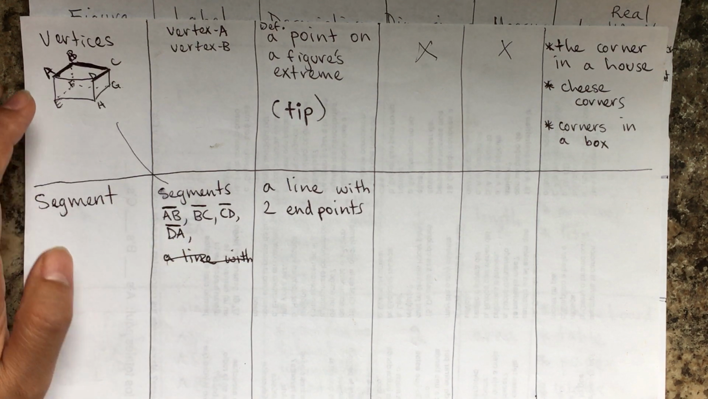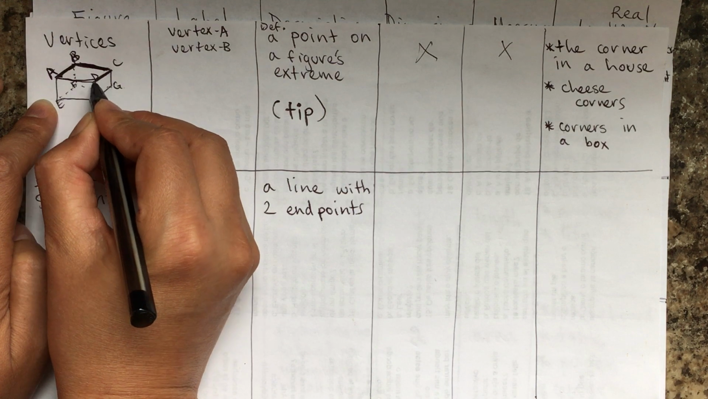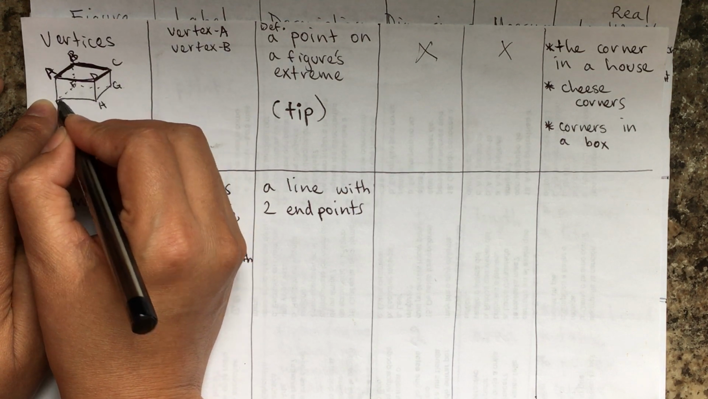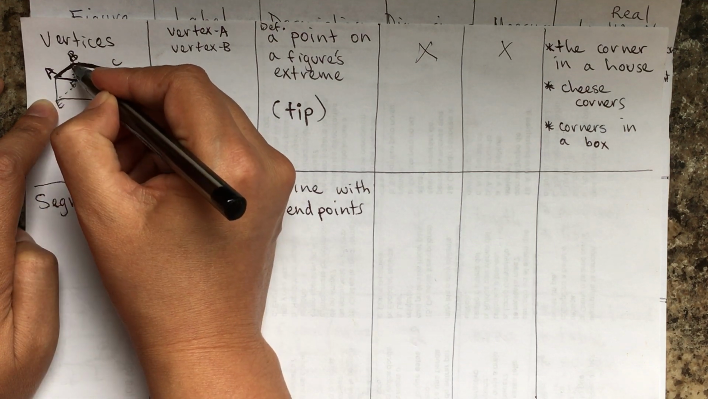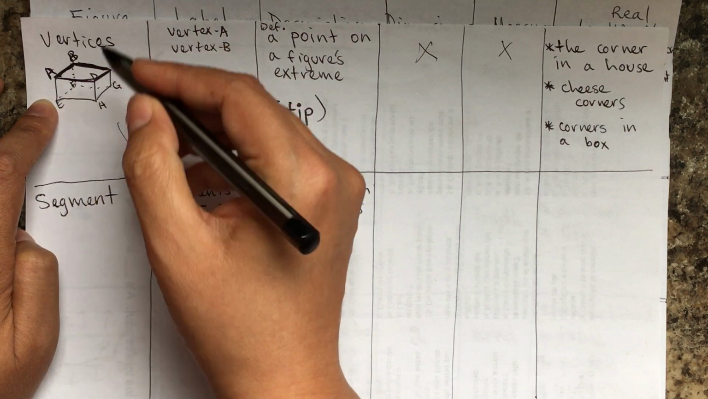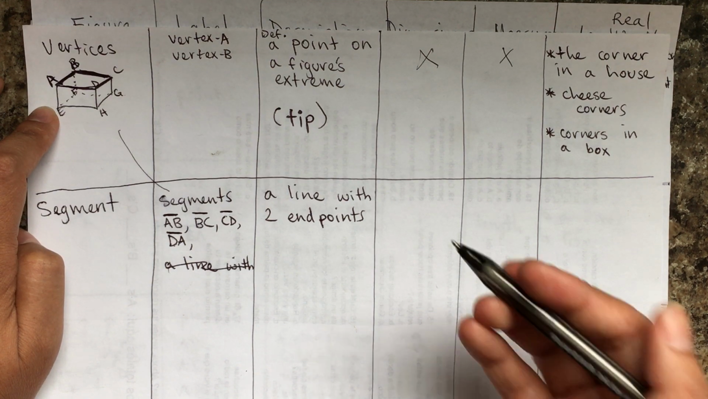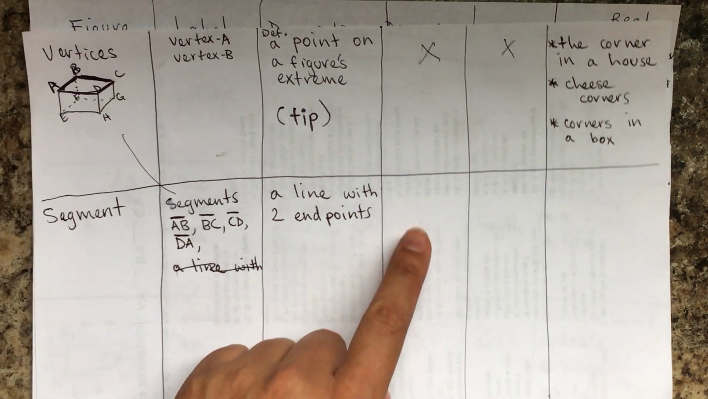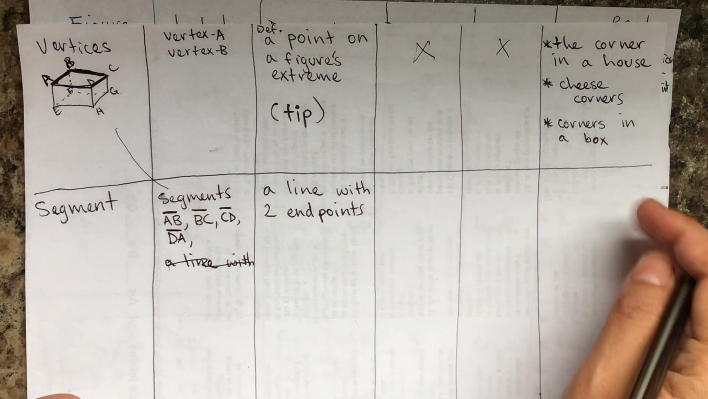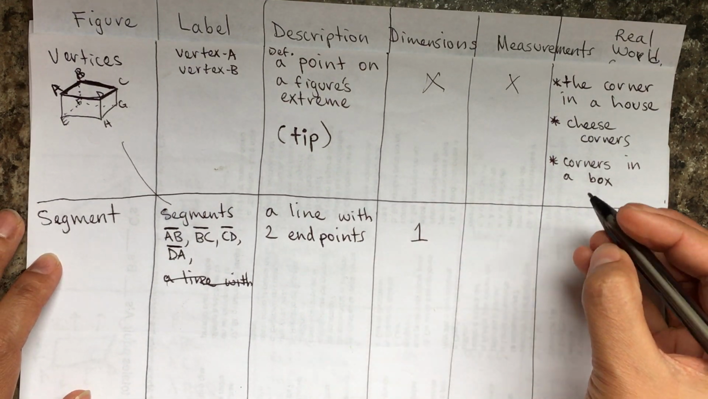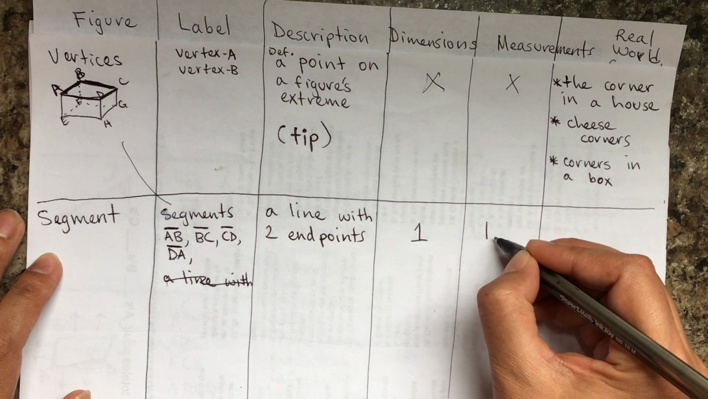I don't know if you notice, there are 4 on top, there are 4 segments on the bottom, and then 1, 2, 3, 4 going up and down. So it's a total of 12 segments. What would be the dimensions? It would be one dimension, and it will be the same as the line length.